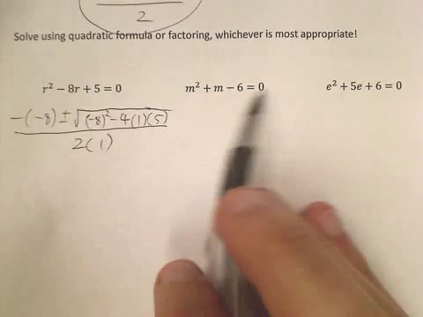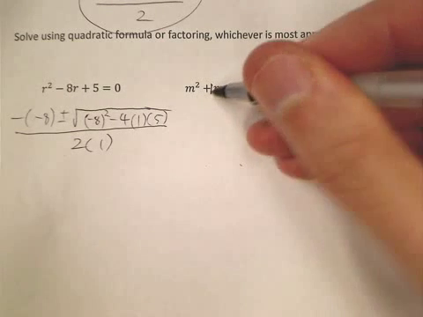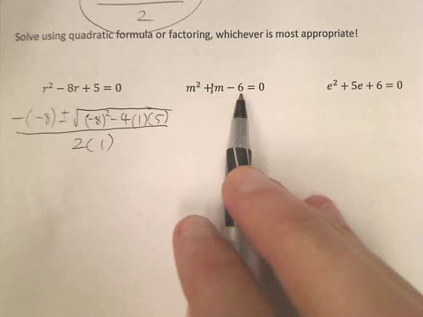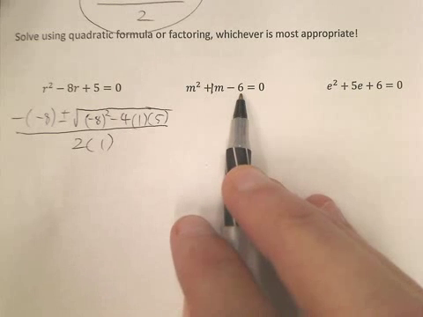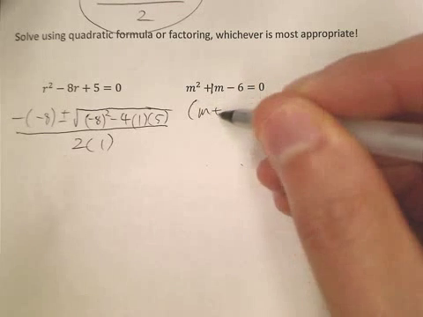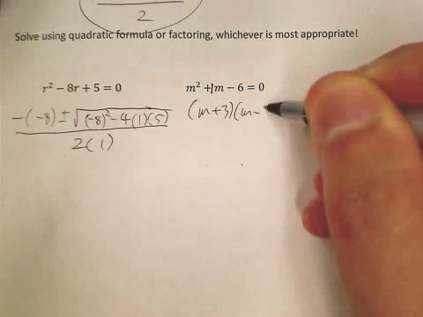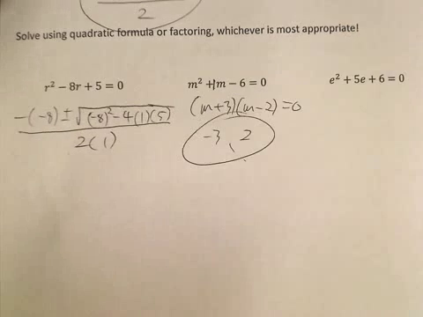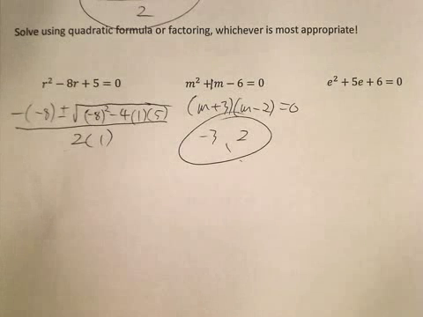Over here, look at, now this is a 1, right? So look at the 1 and see if you can find a negative 6 from there, and you can. So that's kind of cool. You get positive 3 and negative 2. So m plus 3 and minus 2. So it's going to be negative 3 and 2. Okay? So you have to determine whichever is most appropriate.